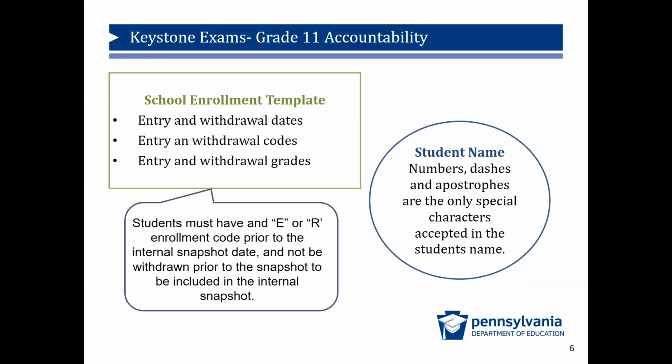Data from the school enrollment template is used to determine the students who will be included in the internal snapshot. Please pay special attention to the accuracy of the entry withdrawal dates, codes, and grades. Students must have an E or an R enrollment code prior to the internal snapshot date and not be withdrawn prior to the snapshot to be included in that internal snapshot.